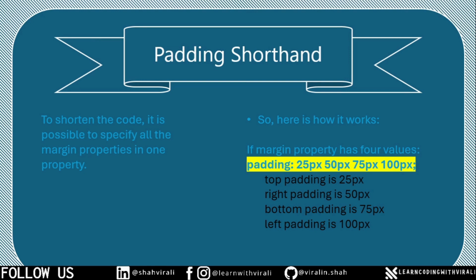Now, understanding the shorthand property of padding, it is pretty much similar to what we have for margins, wherein we can specify all the 4 values in one single line, making sure that the first value is the top, the second value is the right, the third value is the bottom, and the fourth value reflects the left side of the padding. So if we specify it like 25, 50, 75, and 100, 25 represents the top of the padding, 50 represents the right side padding, 75 represents the bottommost padding, and then 100 represents the left side of the padding.